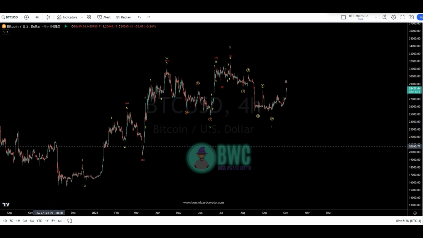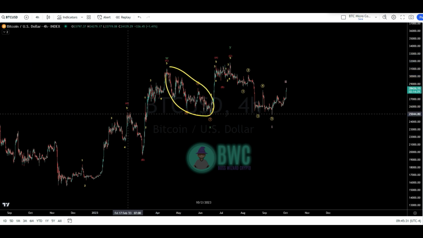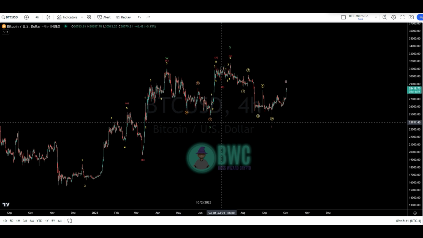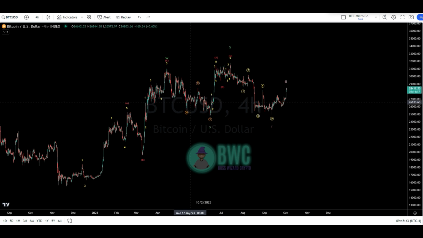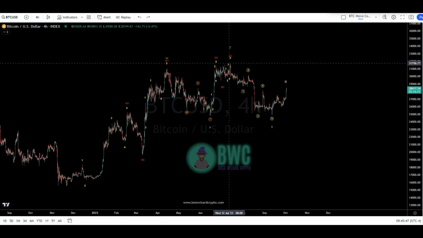I just prefer to count it this way because this move is significantly bigger than this one. That's the only difference. You can count it the other way if you want. I don't care. This is how I'm counting it. Regardless, you're going to end up in the same spot with your double zigzag.